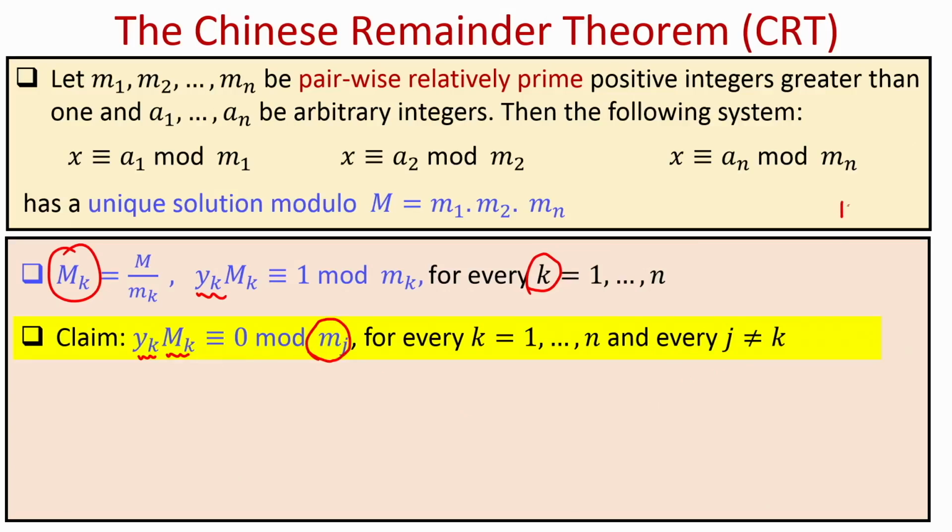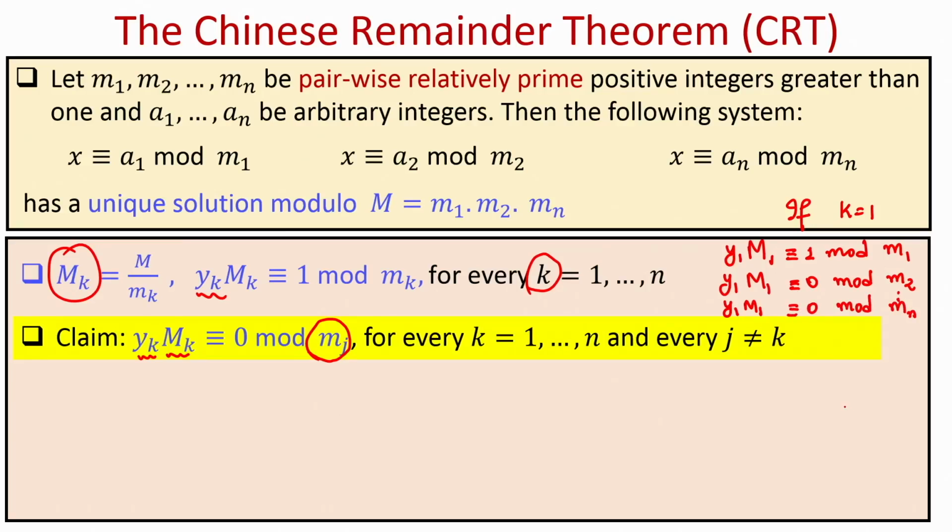So, for instance, if k is equal to 1, we know that y 1 times M 1 is congruent to 1 modulo the first modulus, but the claim that I am now making is that y 1 times M 1 will be congruent to 0 modulo every other small modulus. That means, you take the remaining n minus 1 moduluses, y 1 times M 1 will be congruent to 0 modulo those n minus 1 moduluses. Okay.